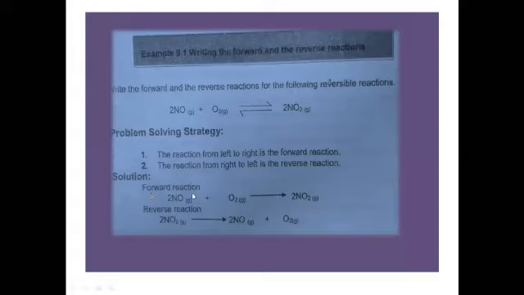The forward reaction: nitric oxide and oxygen are the reactants in the forward reaction, and they will react together to form 2 moles of nitrogen dioxide, which is the product in the forward direction. Now let us write the reverse reaction.